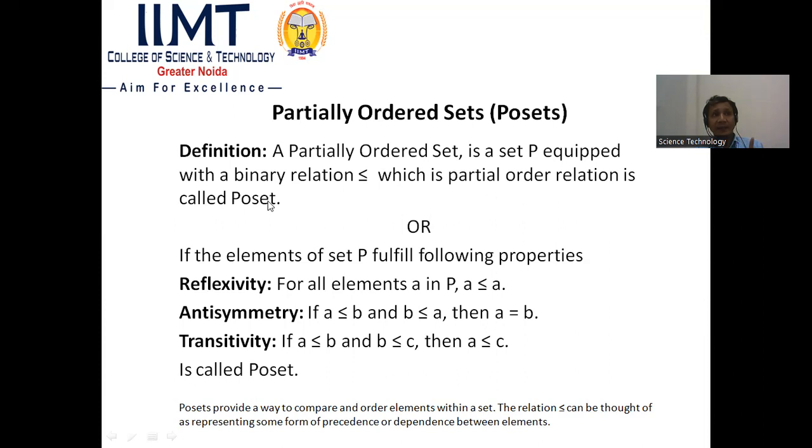That means a set is said to be a poset if the relation defined over this set is a partial order relation, or it can be defined as: if the elements of the set P fulfill three properties, reflexivity, antisymmetry, and transitivity, then P is said to be a poset.